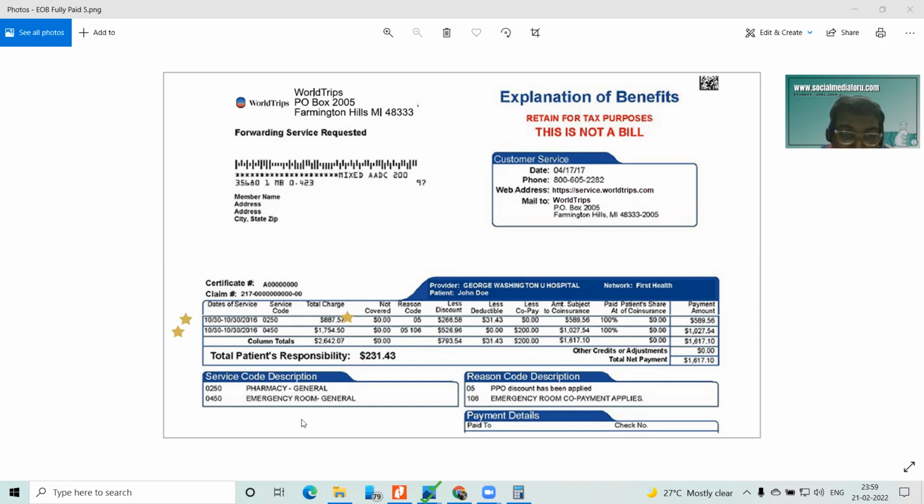So there is no denial, the reason is given, like services. What are the services? For the code, the services are mentioned here: general pharmacy and emergency room service. PPO discount has been applied. Emergency room co-payment applies. So there is a co-payment applied. But if you see here, $200 is applied towards co-pay. But here it's mentioned as paid at 100%. And here it is subject to a co-insurance. So here they have reduced the discount value.